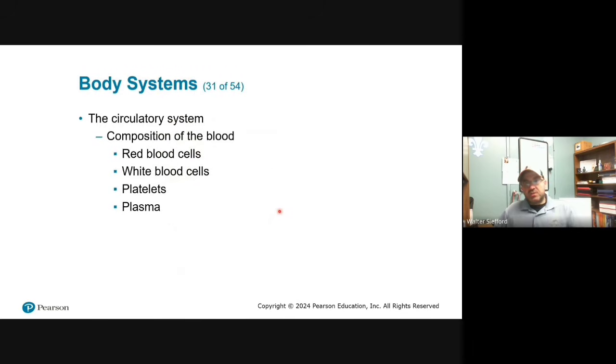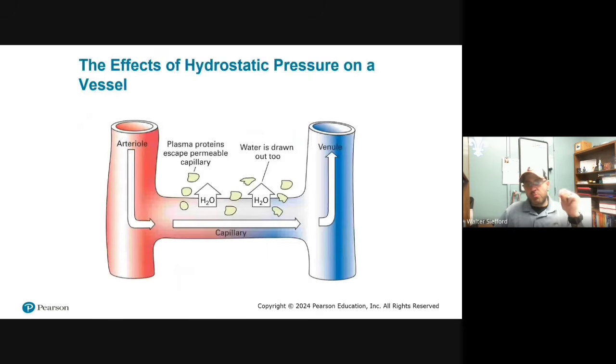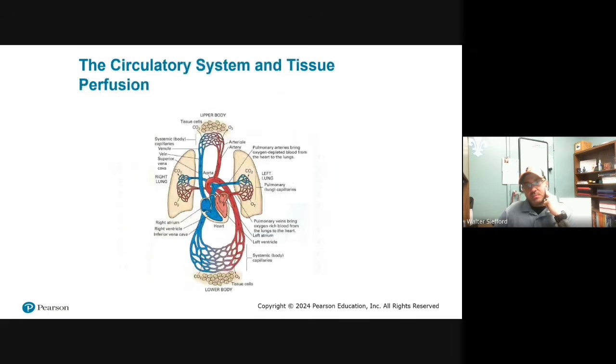All right, circulatory system, blood component of red blood cells, white blood cells, platelets, and plasma. We know platelets help us clot. Plasma is more the liquid that the cells are floating in. Hydrostatic pressure is what we use to push all those things through that capillary membrane. So water's drawn out, plasma proteins can escape, it brings things with it. That's what all this is supposed to be. Just remember that pressure helps move things across that gradient.